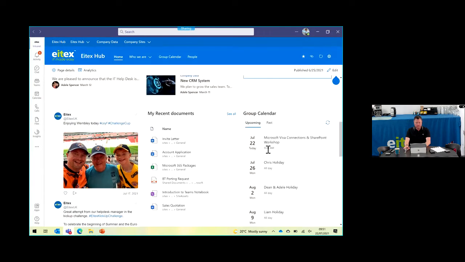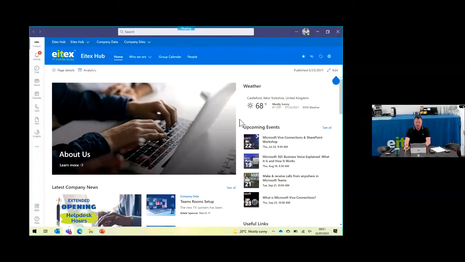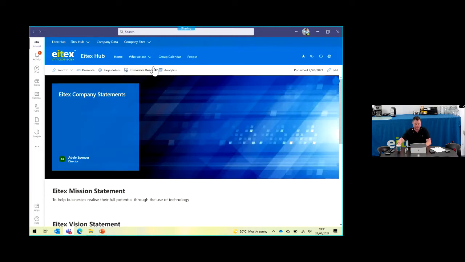If I move to the top, this is what Microsoft call a hub site. So again, it's the SharePoint site that is at the top level, and from this SharePoint site you can access all other SharePoint sites. So if I click on who we are at the top, we have iTex company statements.